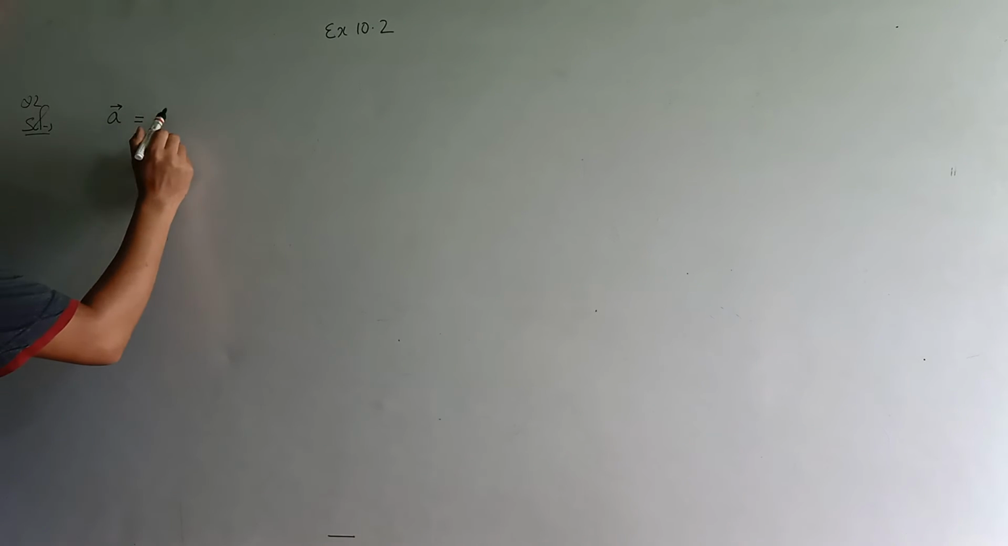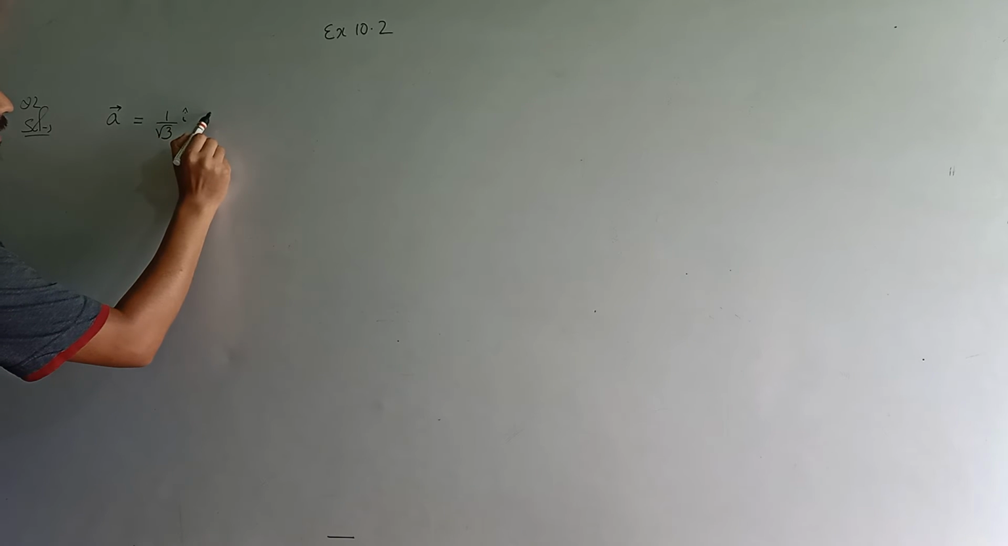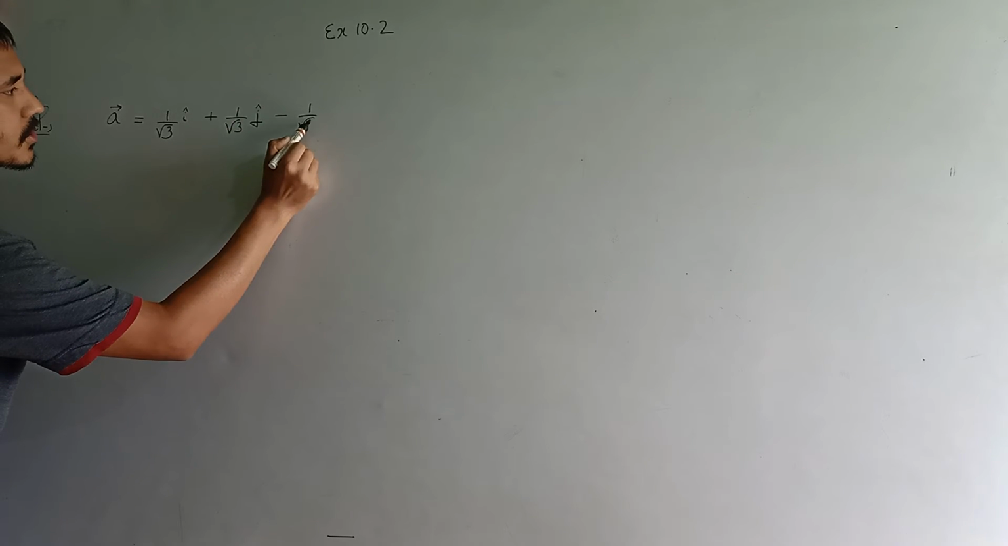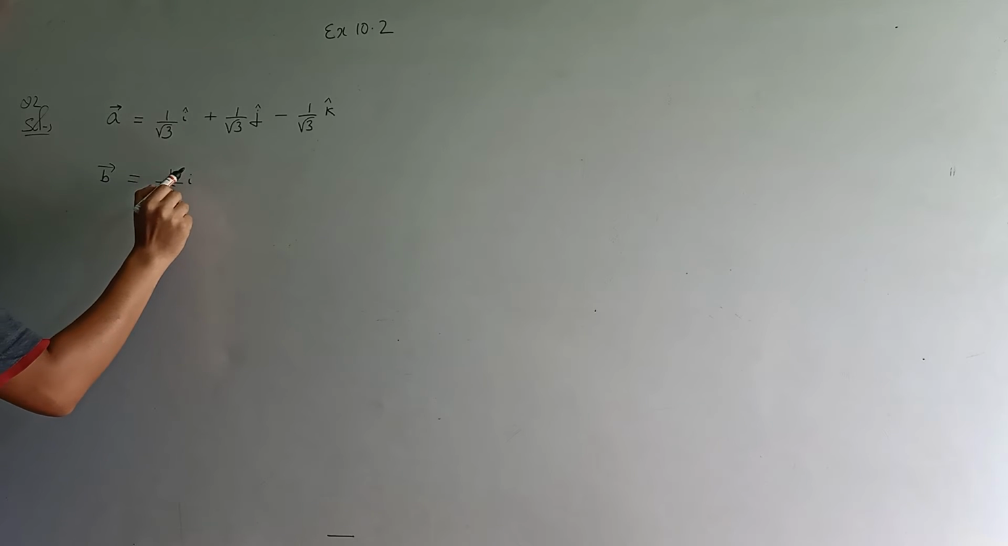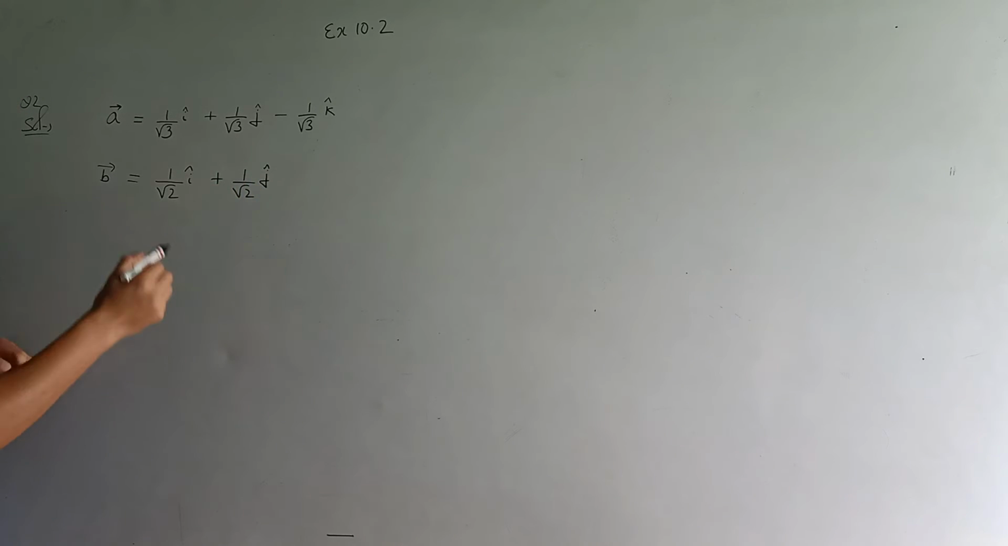So in that case, let A be your vector 1 by root 3 I cap plus 1 by root 3 j cap minus 1 by root 3 k cap. This is one vector. Let B be another vector, 1 by root 2 I cap plus 1 by root 2 j cap, whereas its z component is 0. Are they equal here? They are different, right? Now let's find out their magnitude. And their magnitude should be equal.